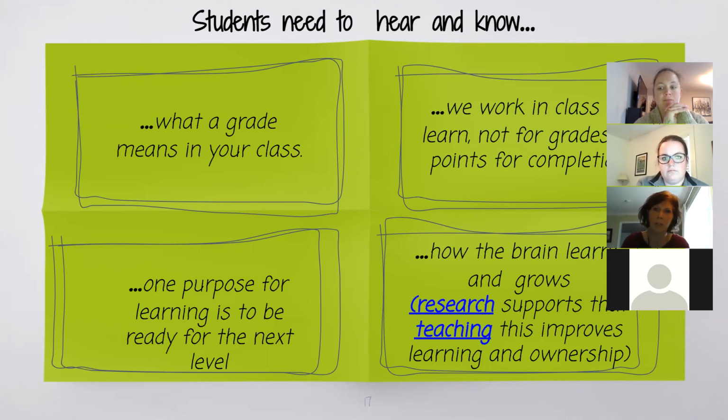The third thing that they really need to be hearing and knowing is that one purpose for learning is to be ready for the next level. And I tell my students, when you get to ninth grade, they're not going to say, let's see now, you had a 72 last year, right? That's not what's going to matter. What's going to matter is, has that student really mastered that?